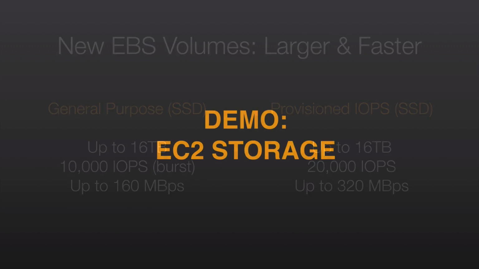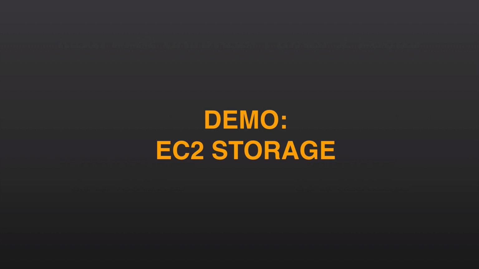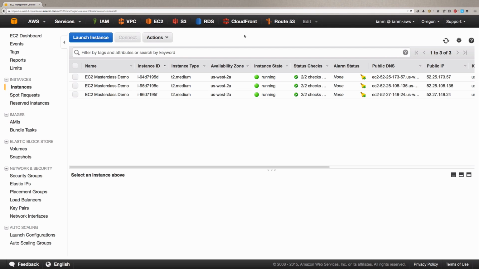Next thing I want to show you is a quick demo of working with EC2 storage with EBS in the console. So let's jump over now and take a look at that. You can see we're back in the EC2 console here, looking at those three instances that we created for the earlier segment of this demo. And we're going to have a look now at storage with EBS, the Elastic Block Store.